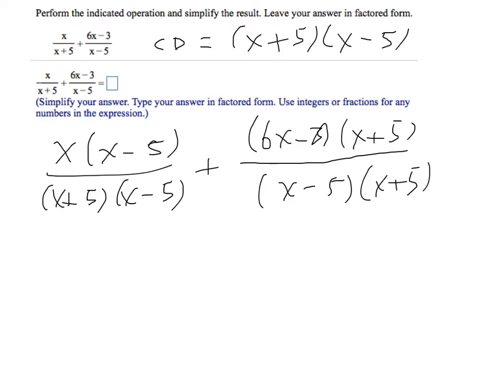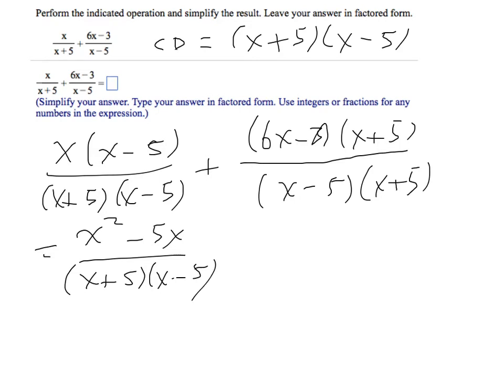Okay, so now these two fractions have the same denominator, x plus 5 times x minus 5, but I need to combine the numerators, and so I have a lot more work to do in this one than I did in the previous problem because I have to simplify those numerators first. So the first numerator, this is just multiplying the x through the subtraction here. So that will give me x squared minus 5x. It's not so bad, and my denominator is still x plus 5 times x minus 5.